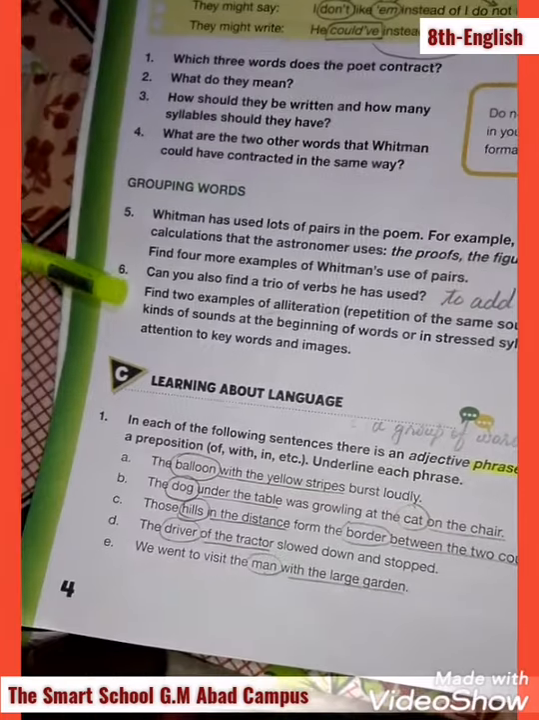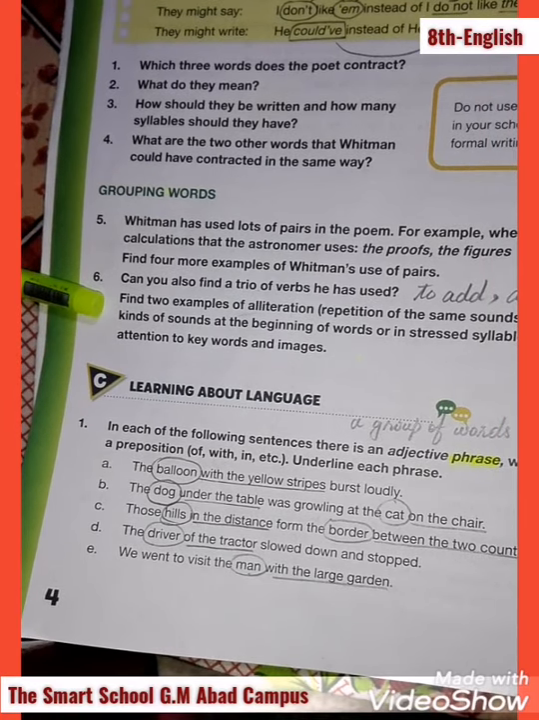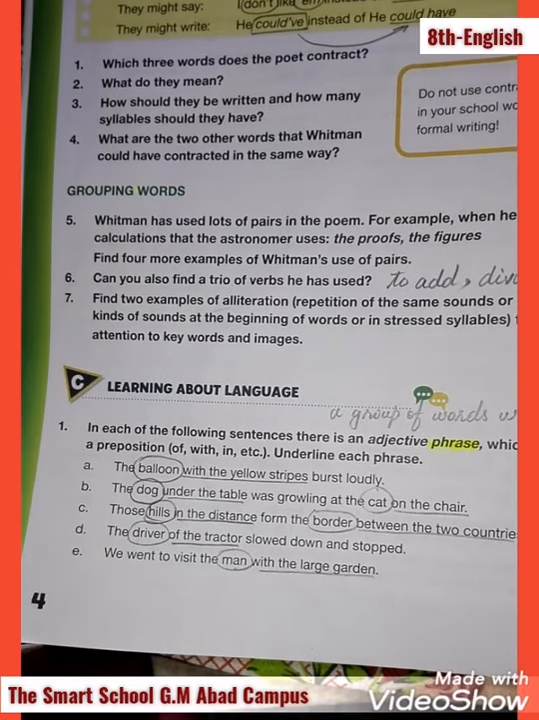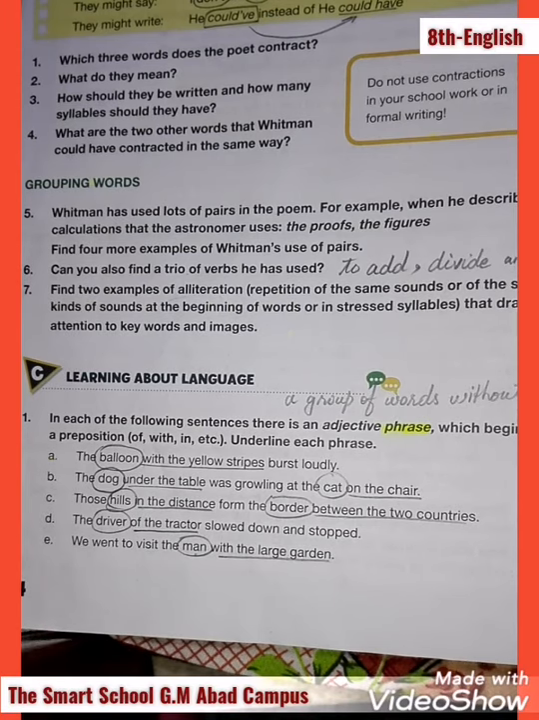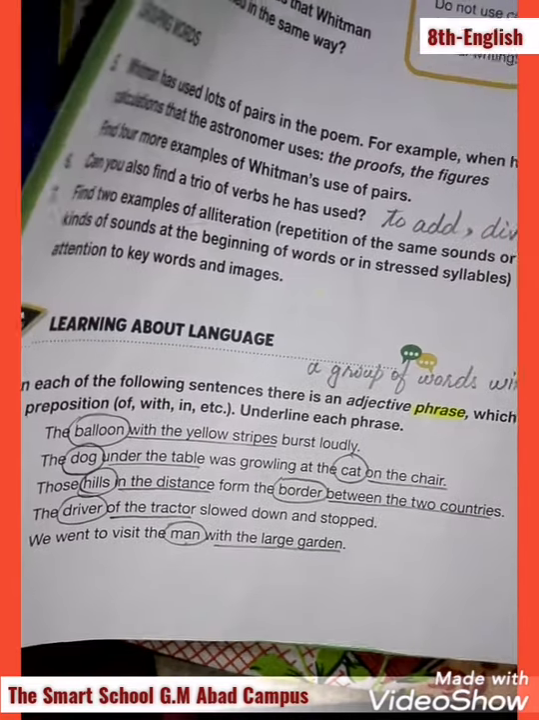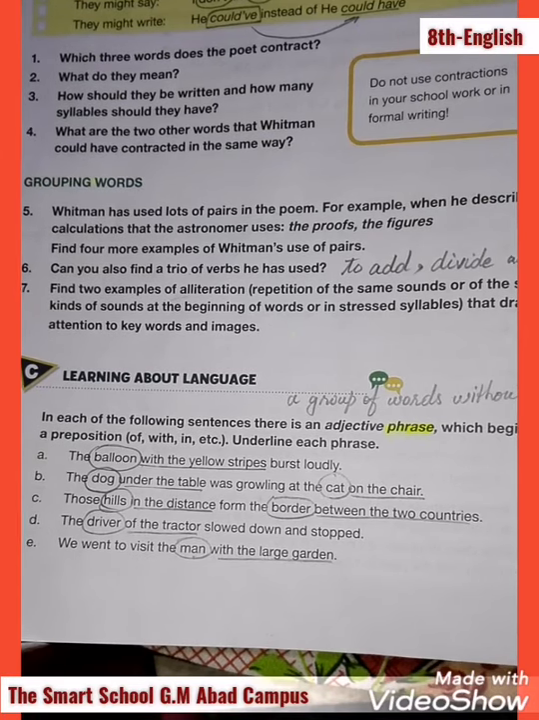ठीक है. Next, find two examples of alliteration. Alliteration के two examples, repetition of the same sound. Students, we already have discussed this thing. Mystical moist, repetition of M. Time to time, repetition of T. Next, last repetition, silence at the stars, ठीक है, sound of S.